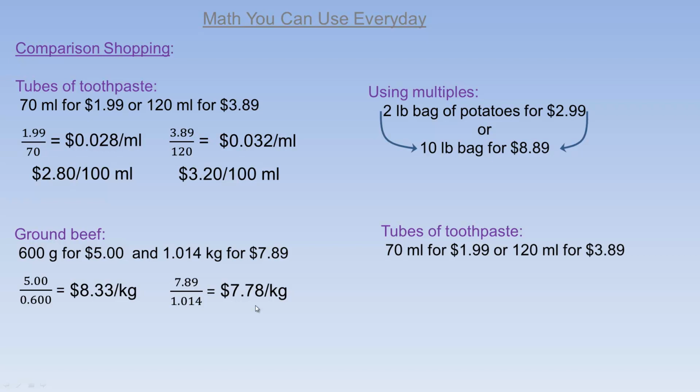That's often the case, but not always. You see up here we actually had the smaller one was actually the cheaper one. So bigger is usually cheaper, but not all of the time.